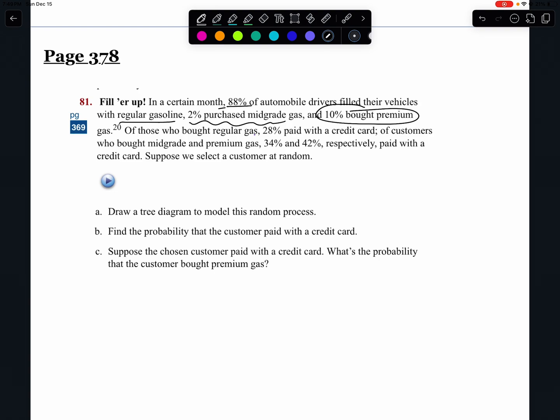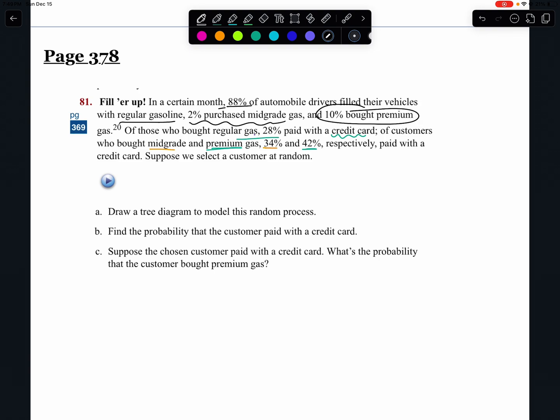Of those who bought the regular gas, 28% paid with a credit card, and customers who got mid-grade and premium, 34% and 42% respectively, paid with a credit card. Okay, so because they mentioned the mid-grade first, that's the 34%, and the premium second, that's the 42%. So we're talking about credit card payments with the type of gas that they're getting. Suppose we select a customer at random, draw a tree diagram, find the probability, and then they give us one last thing.